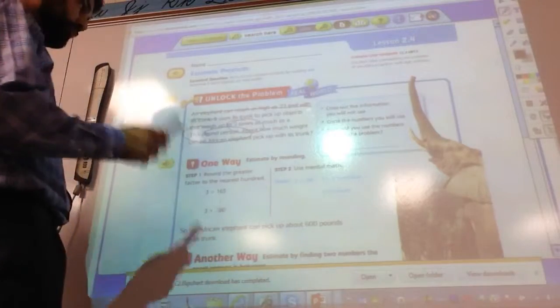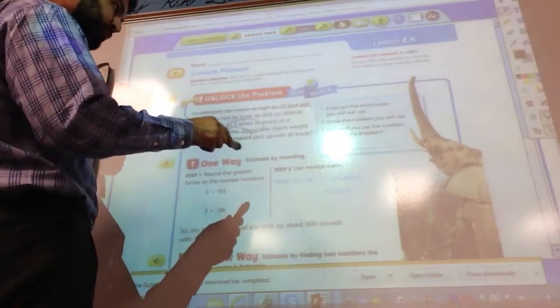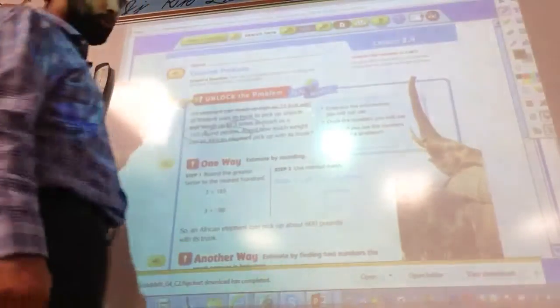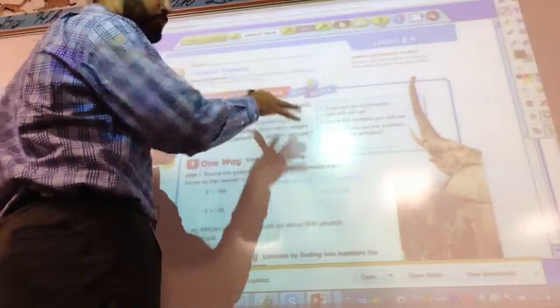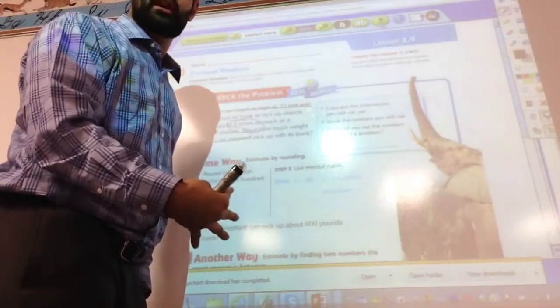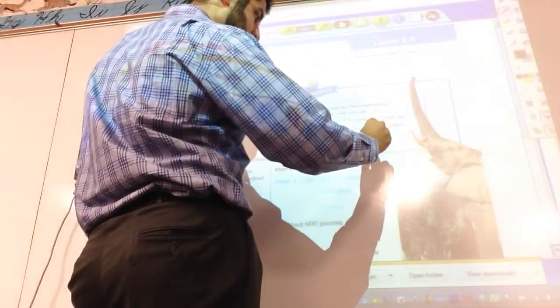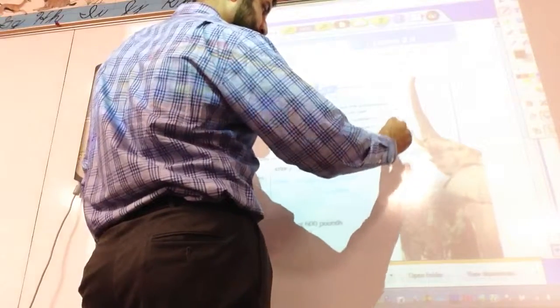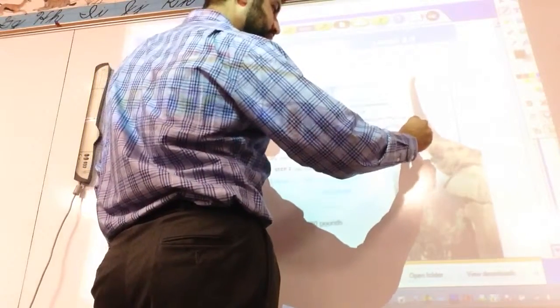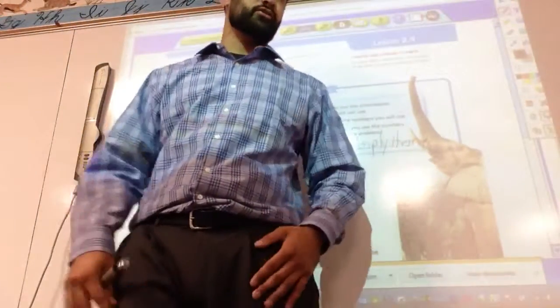Next part, how we use numbers to solve the problem. Well, obviously, we're going to estimate for products. Products are an answer to a multiplication sentence. So you're going to multiply them. This may not be exactly what the book's telling you to do, but that's what your teacher's telling you to do. You're going to have to multiply those numbers.